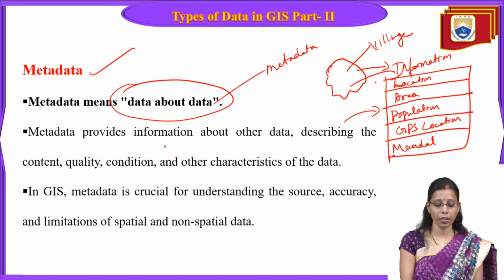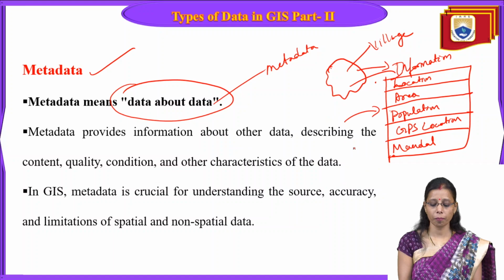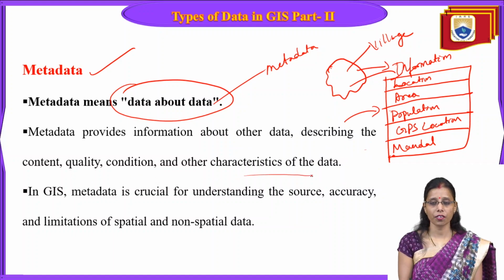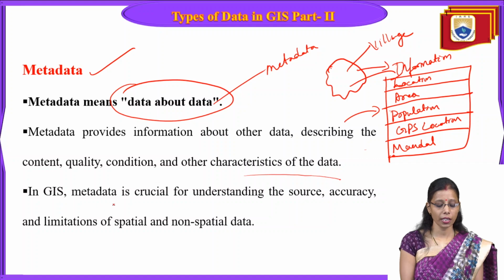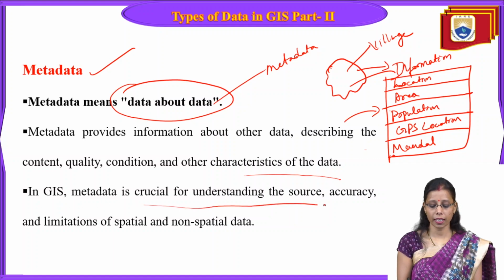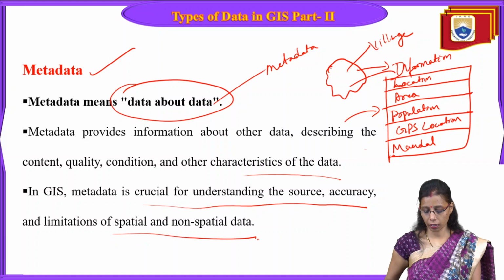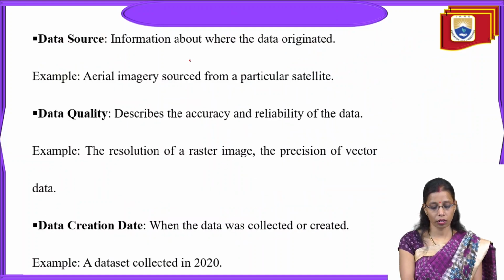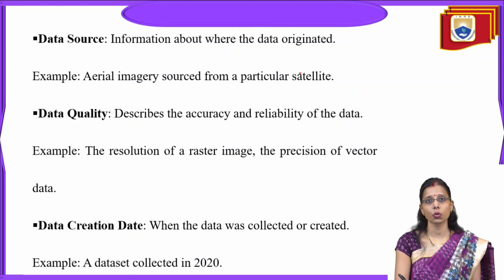So metadata provides information about other data, describing the content, quality, condition, and other characteristics of the data. In GIS, metadata is crucial for understanding the source, accuracy, and limitations of spatial and non-spatial data. And data source means information about where the data originated. Example, aerial imagery sourced from a particular satellite. So it also gives you the source.